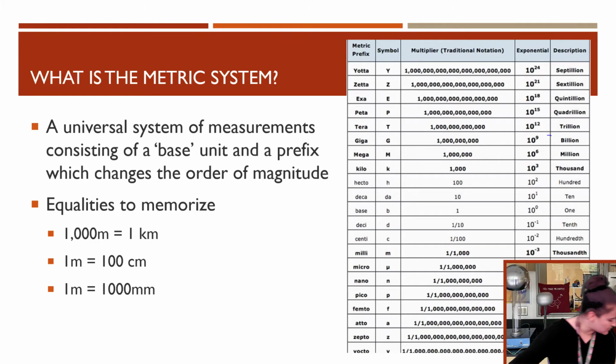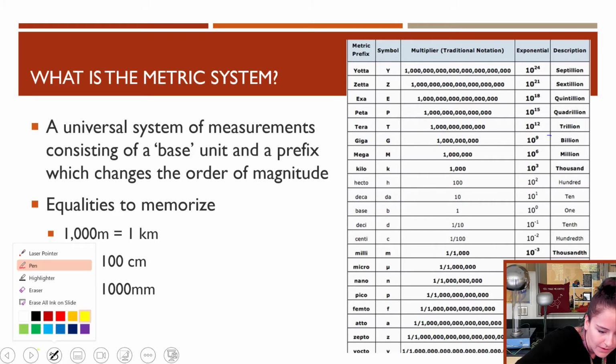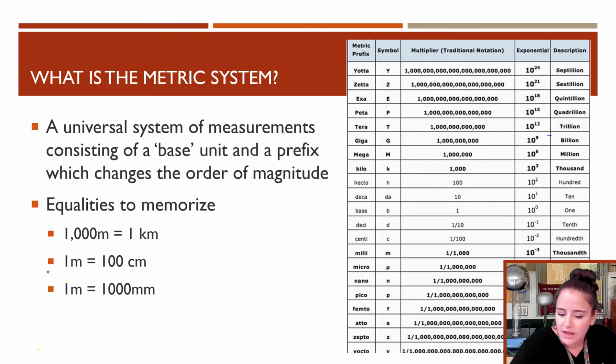We're going to be using the metric system a lot in this class. All it basically is a universal system of measurements, which consists of a base unit and then a metric prefix, which changes that order of magnitude. It's not too different from scientific notation, really. I wanted a highlighter. So we have our base unit, that's the 1, the times 10 to the 0.